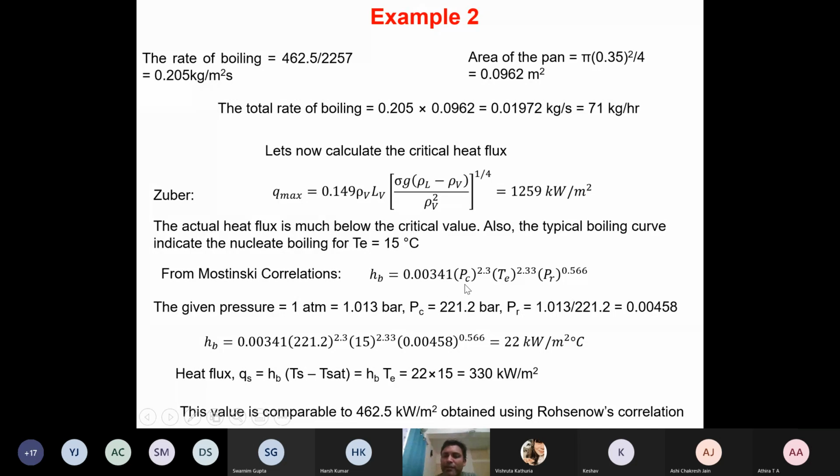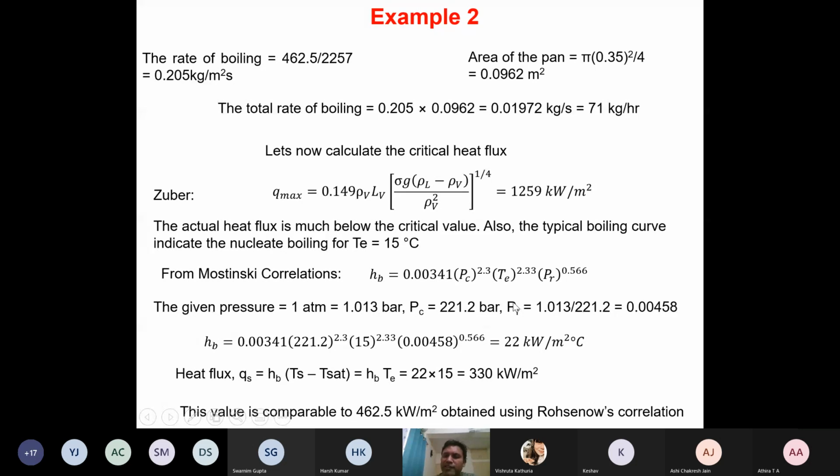You require only the critical pressure, excess temperature, and reduced pressure. So the critical pressure for a given system can be found again from the tables at the end, or from the handbook or the properties of gases book. So the critical pressure is 221.2 bar for water.